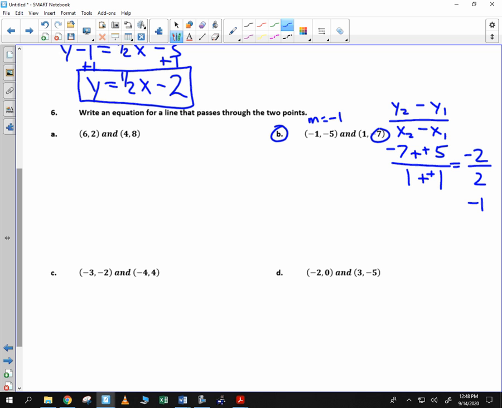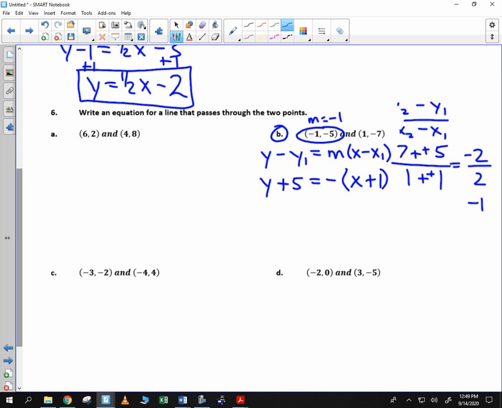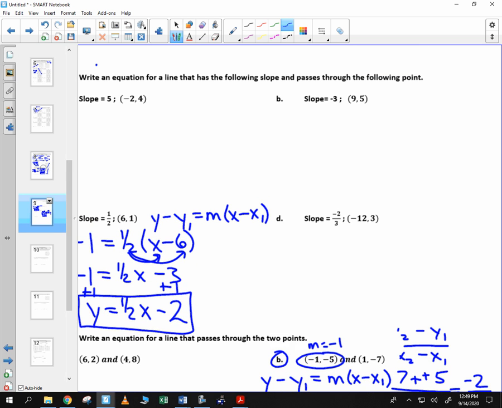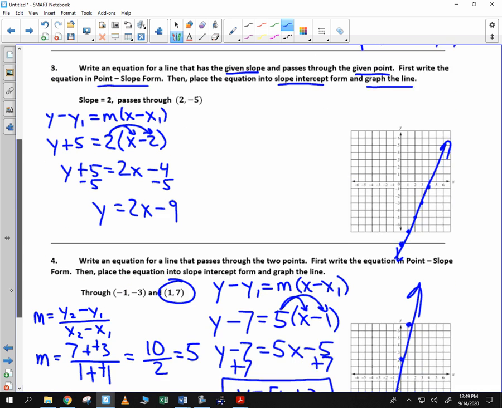And you can choose to use either point. You could choose to use 1, negative 7, or you can choose to use negative 1, negative 5. I'm going to choose to use negative 1, negative 5. Y minus y1 equals m times x minus x1. So y minus, it's a negative 5, so plus 5 is equal to m is negative 1 times x minus negative 1, or x plus 1. Y plus 5 equals negative x minus 1. Subtract the 5. Y equals negative x, and negative 1 minus 5 is a negative 6. There you have it. So a couple examples on how to find the equation for a line using point-slope form.